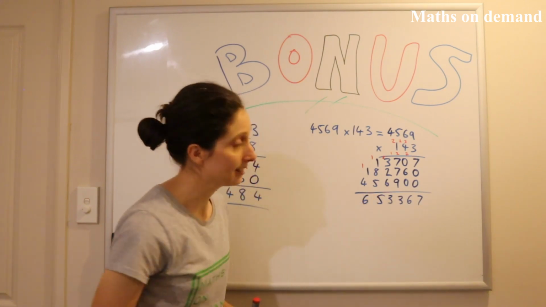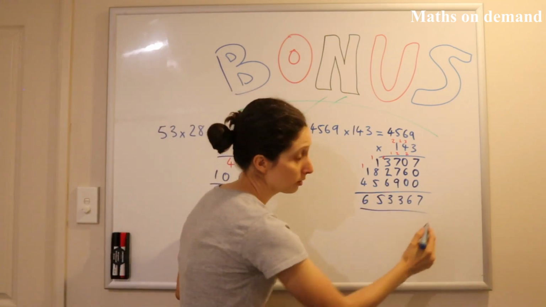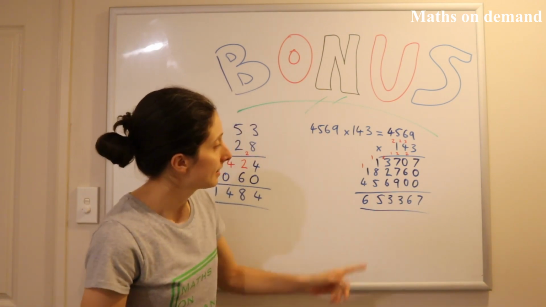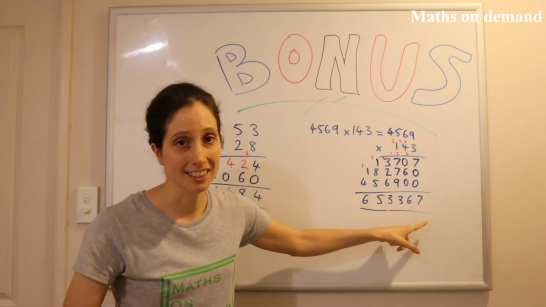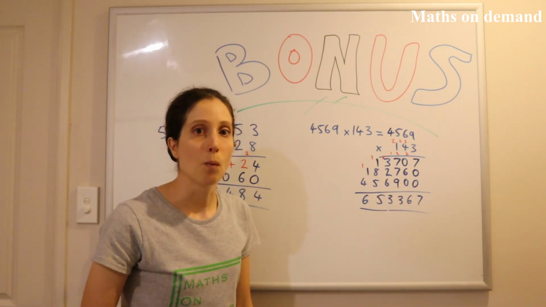So our final answer is very large because we were working with large numbers to start with. 653,367. Well done.